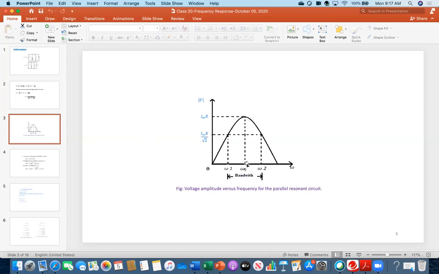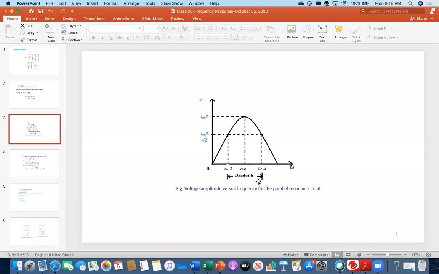And then you will get two points, omega 1 and omega 2, which are called the half power frequencies. At omega 1 and omega 2, the voltage is Im over root 2 over R, and that R goes into the numerator. So ultimately it is Im multiplied by R over root 2, which means 0.707 of the highest voltage. This is called the half power point, which is 0.707 Im multiplied by R.